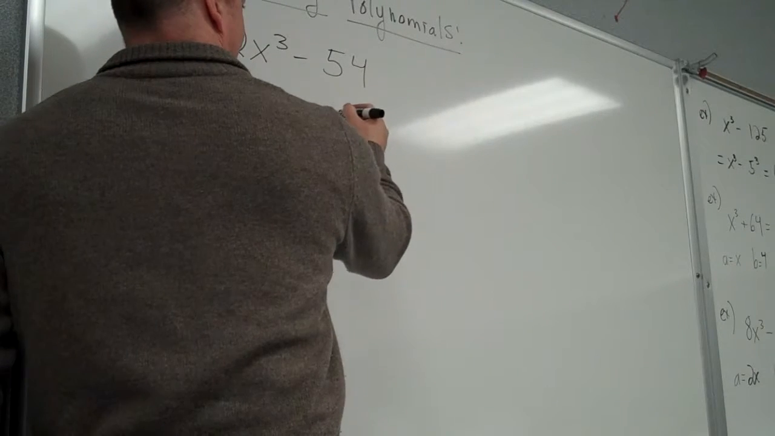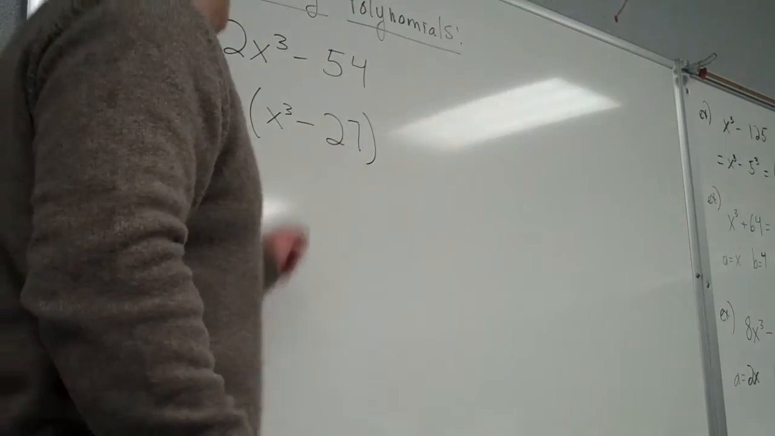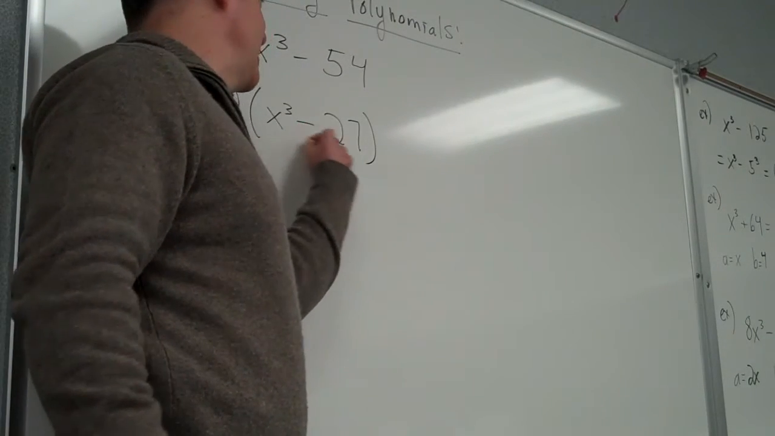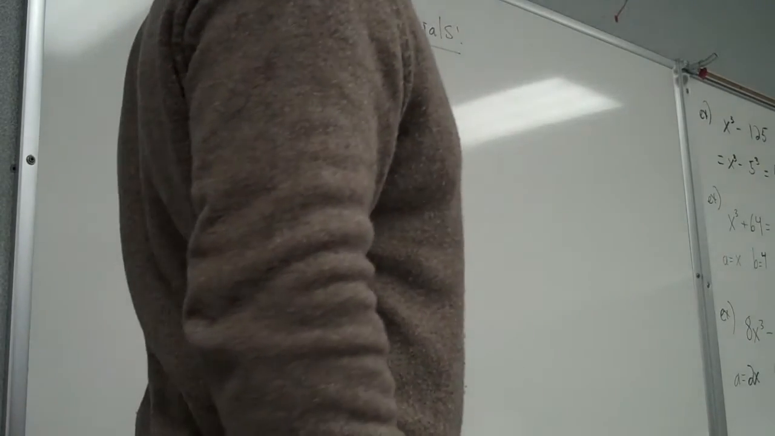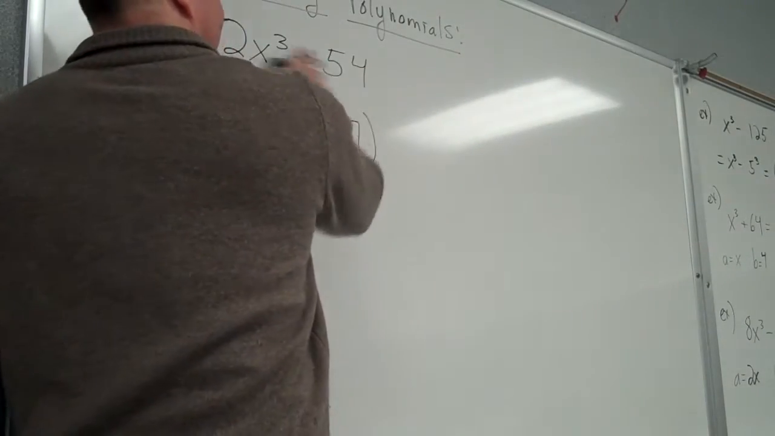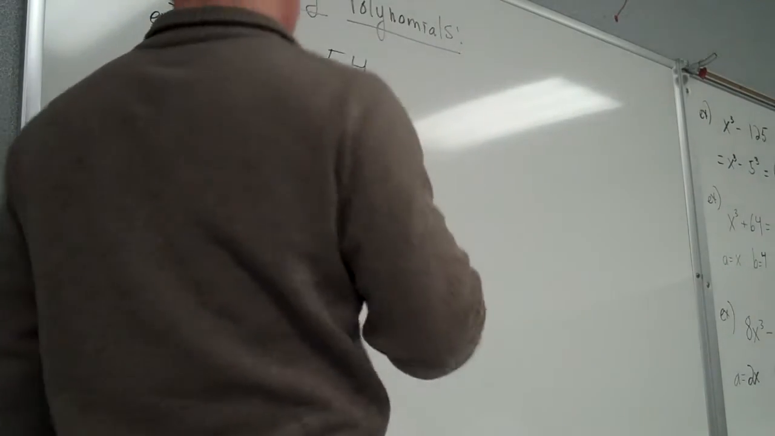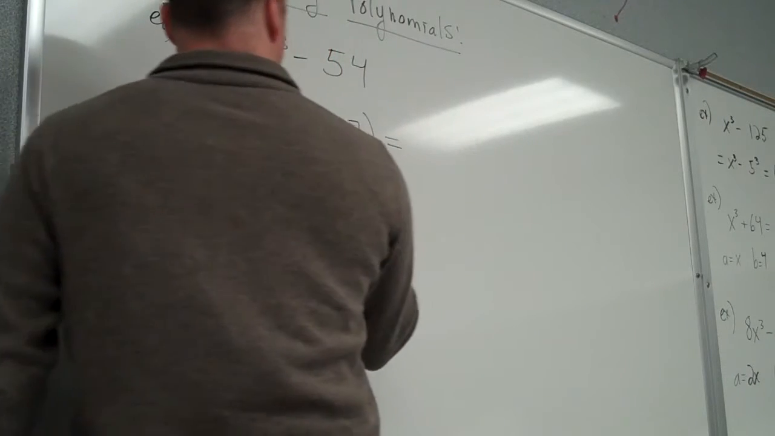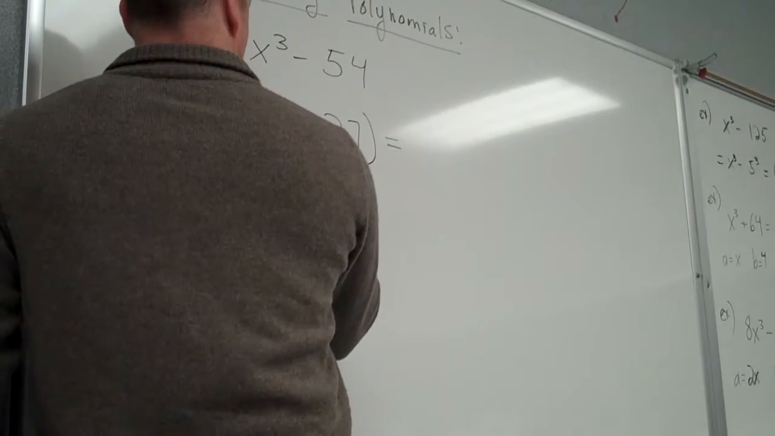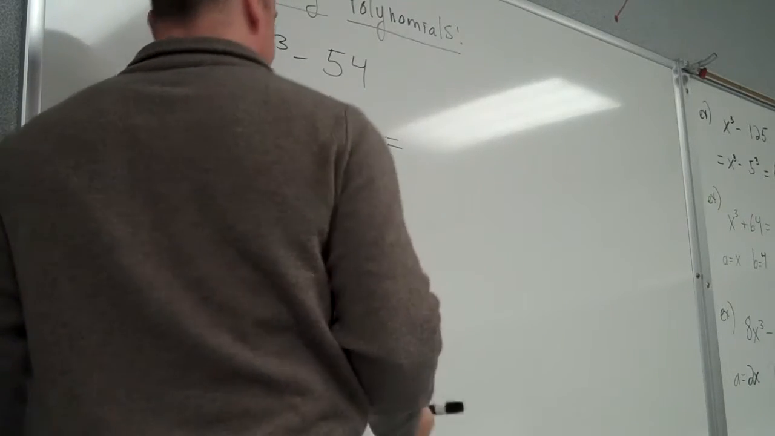And 27. Okay, excellent. Now that I've factored out a GCF, is x cubed a perfect cube? Yes. And is 27 a perfect cube? Yeah, we just did it over there. So now after we pull out the GCF, we're left with difference of cubes. So my A is going to be x, and my B is going to be 3.